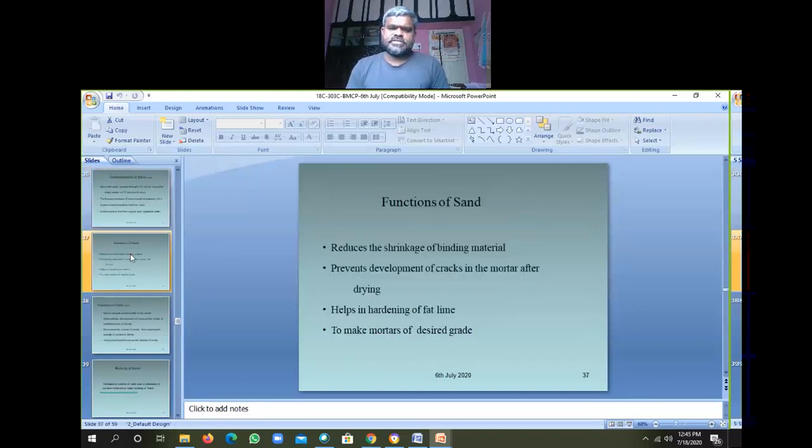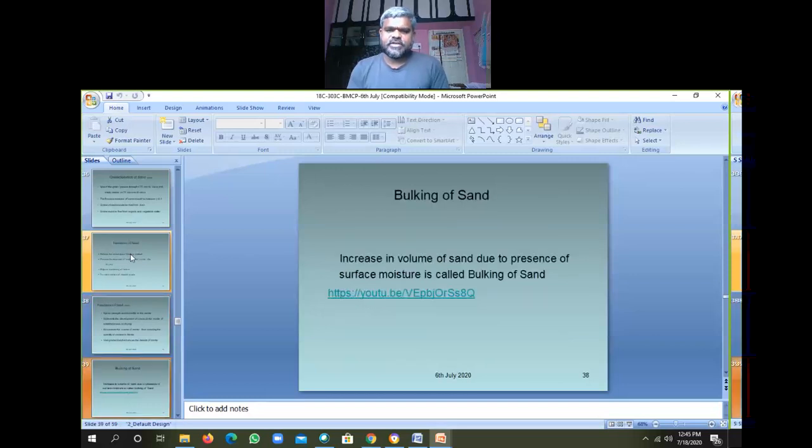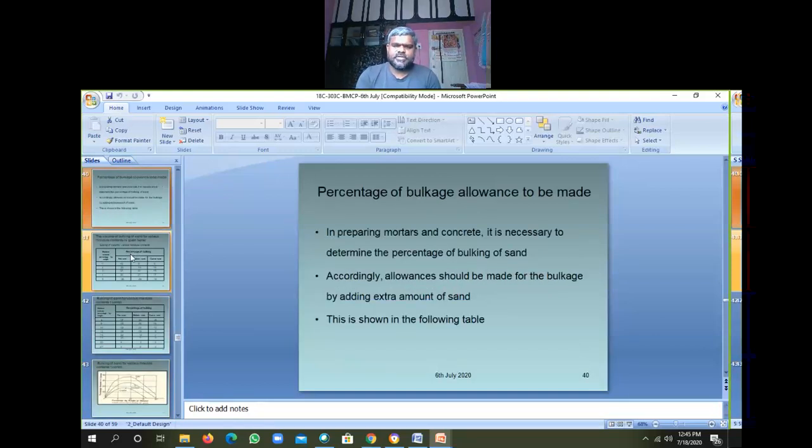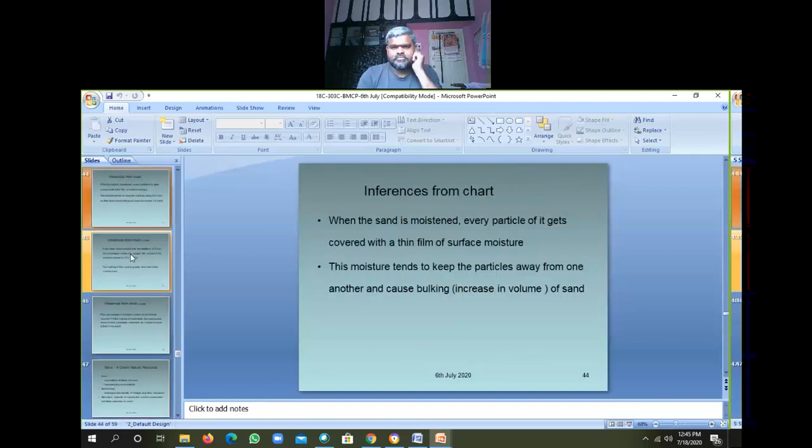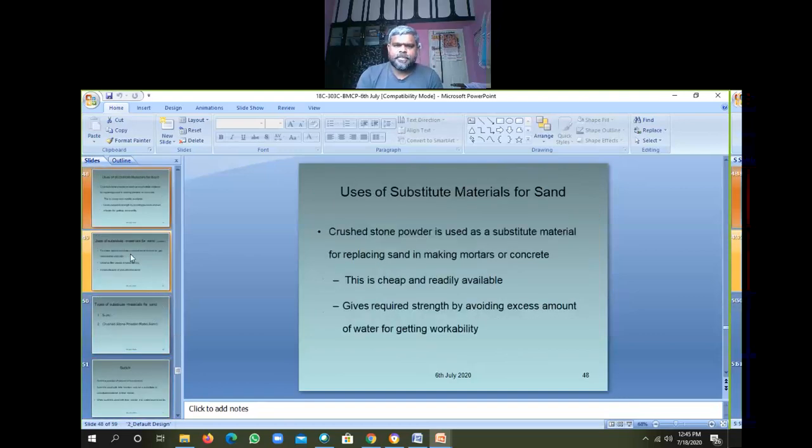Functions of sand: it reduces the shrinkage of binding material, right? It prevents development of cracks in the mortar after drying. It prevents hardening in fat lime to make mortars of desirable grade. These are the functions of sand. We also see the bulking of sand. The increase in volume of sand due to the presence of surface moisture is called bulking of sand. The unit weight decreases and volume increases, right? So we have already seen this bulking of sand also, right? Some inferences also we have seen.